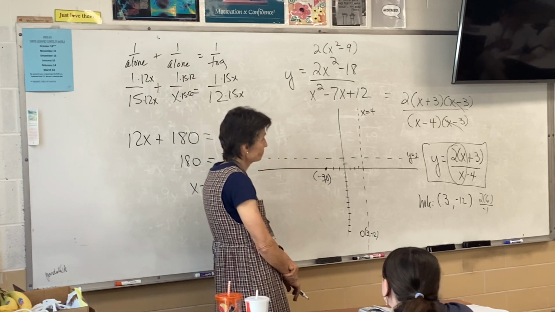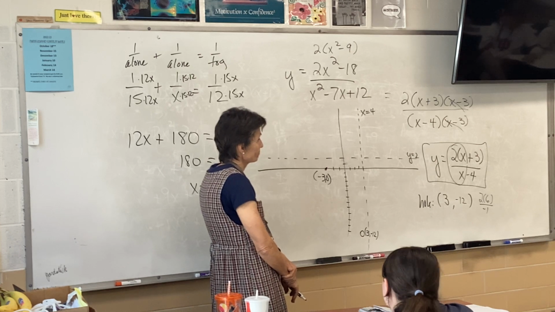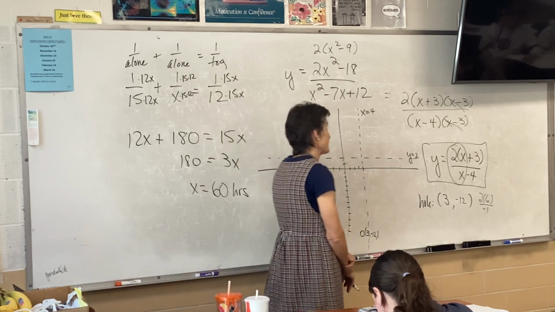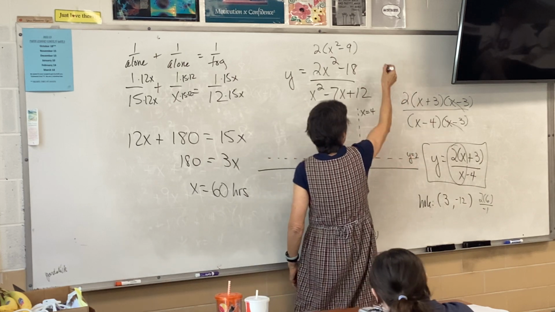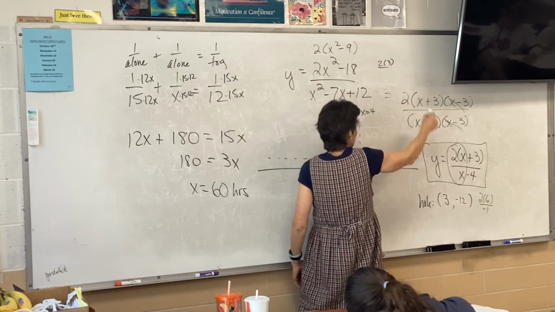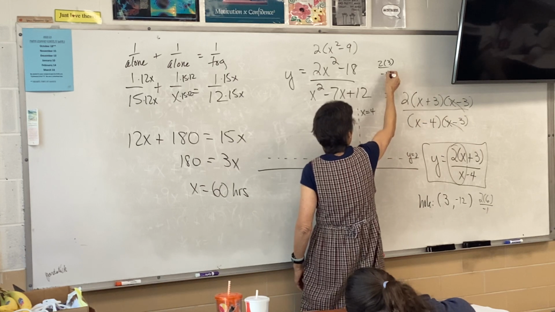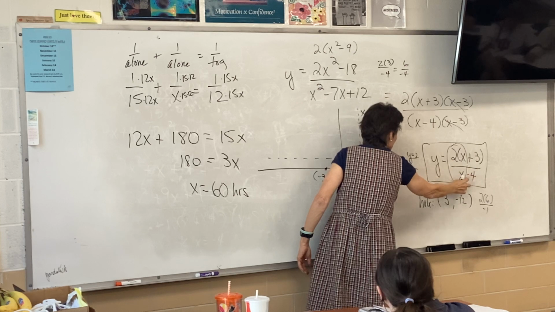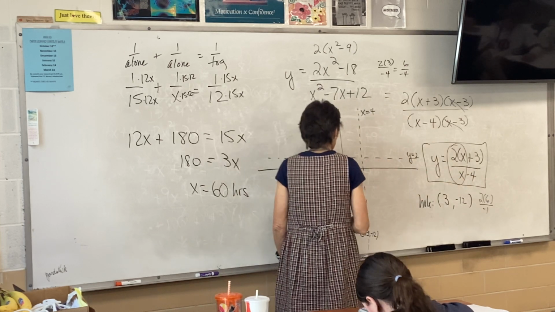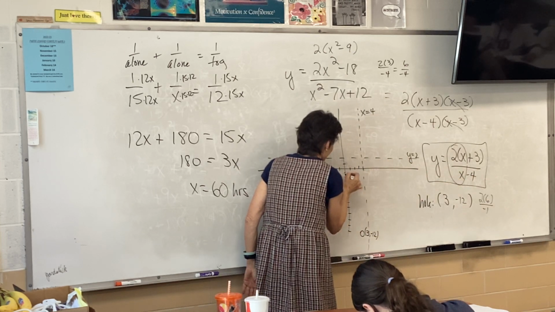Y-intercept 0, and then 3 over negative 2. So to get my y-intercept, I'm gonna plug in 0. So I'm gonna have 2 times 3 over negative 4. I'm letting x be 0. So negative 3 halves, negative 1 1/2.